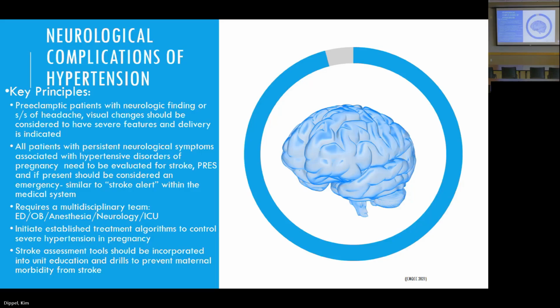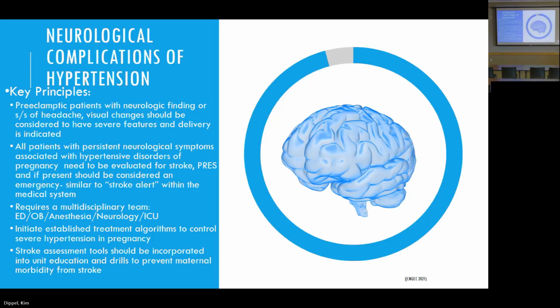Patients with persistent neurological symptoms associated with hypertensive disorders in pregnancy need to be evaluated for stroke and PRES and considered an emergency, just like they have throughout the hospital. We're stroke alert, stroke certified. We need to remember that. And it requires a multidisciplinary team. We are not in this alone.